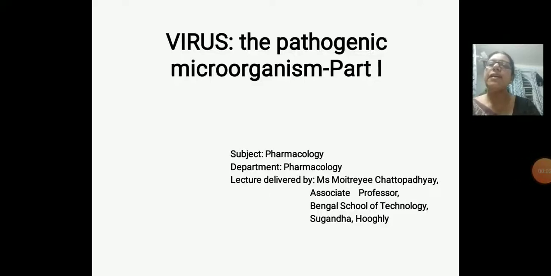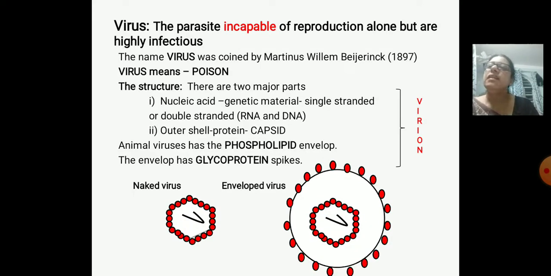The topic selected is virus, the pathogenic microorganism. The definition is: it is a parasite that is incapable of reproduction alone but is highly infectious. The sentence has two parts. Incapable of reproduction alone means if you keep it outside, it will never reproduce. For example, if you keep it in nutrient agar medium, it will never reproduce.